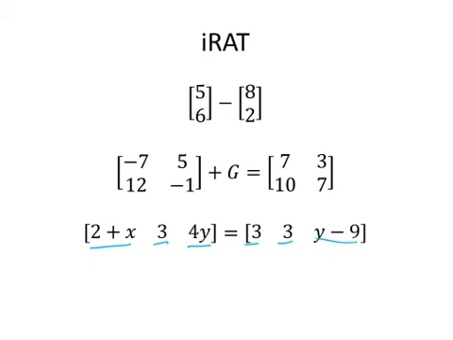So 2 plus x is the first spot, 3 is the second, 4y is the third. And then it's 3, 3, and y minus 9. So solve each of those. That's your IRAT for this.